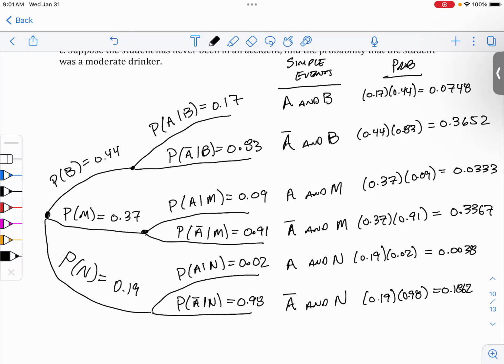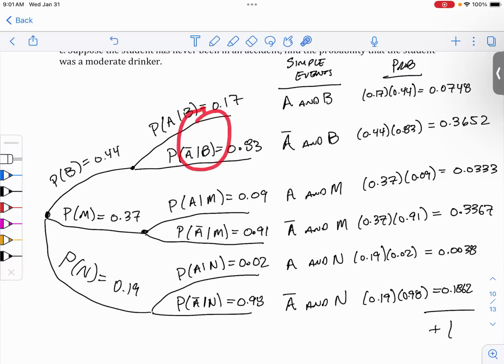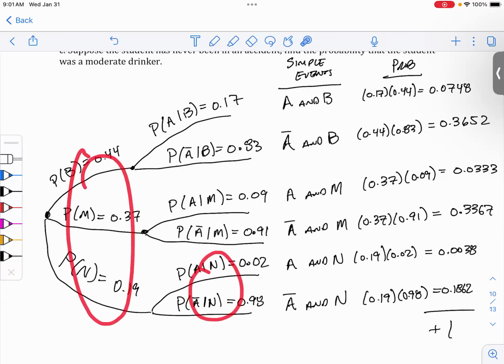Once we do all that multiplication, we also notice that all these values sum to 1. All the values here sum to 100%, as well as that one sums to 100, that one sums to 100, and all of these sum to 100. It's basically a logic check as you go through the problem. If you can identify that each of the branches sums to 100%, then your values at the end should also sum to 100%.